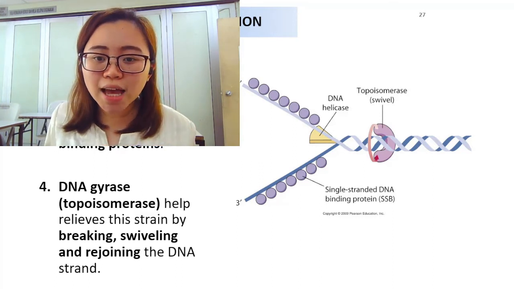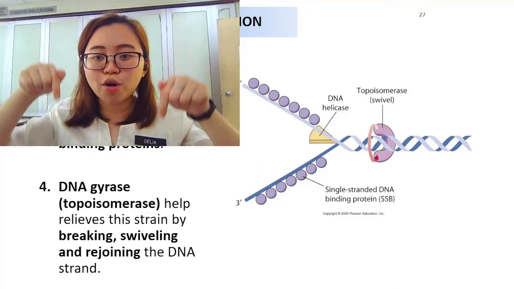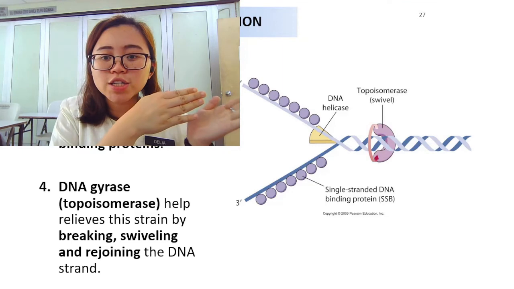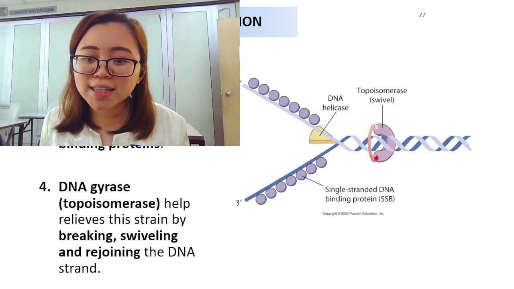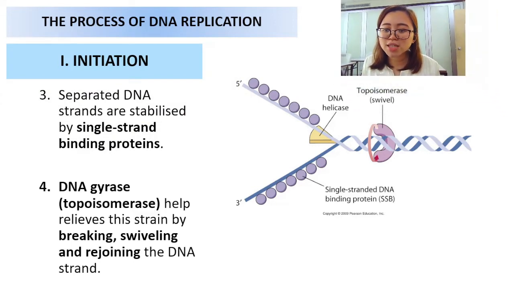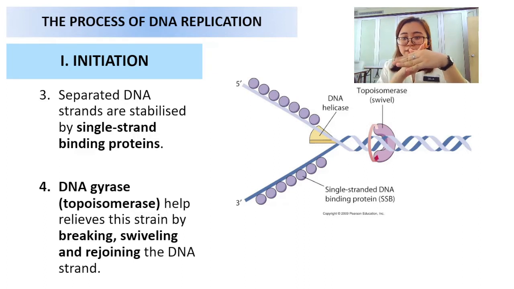So we use this enzyme called DNA gyrase or topoisomerase. Itu adalah dua nama untuk protein yang sama, enzyme yang sama. So function dia adalah untuk mengelakkan DNA kita terbelit dan terlilit di bahagian sini, dia akan putuskan DNA, kasih pusing, dan sambung balik. DNA gyrase will help relieve the strain on DNA by breaking, swiveling, and rejoining the DNA strands. How you want to remember is it just prevents supercoiling of DNA. Dia mengelakkan DNA kita terlilit.